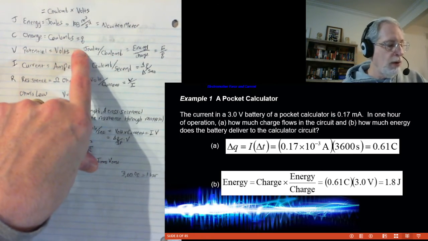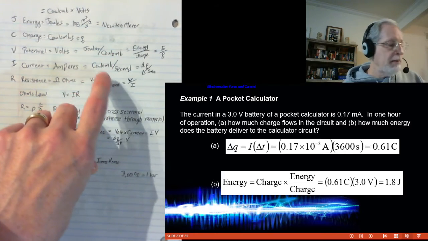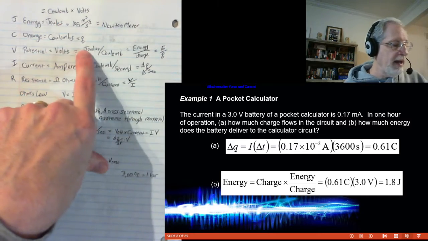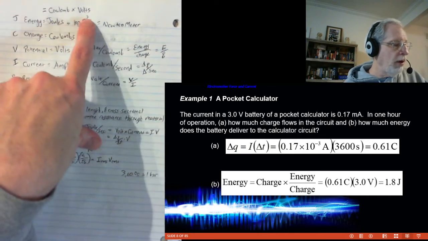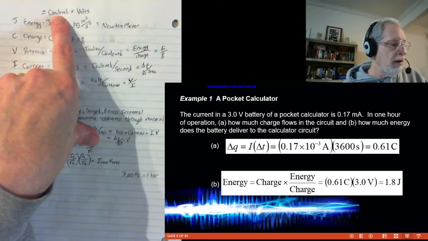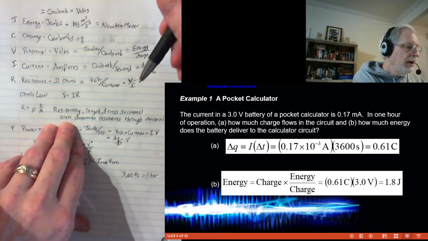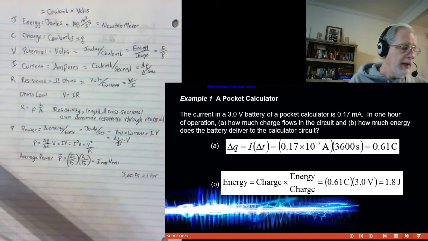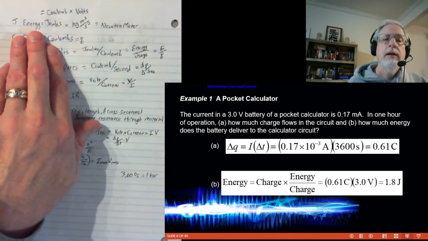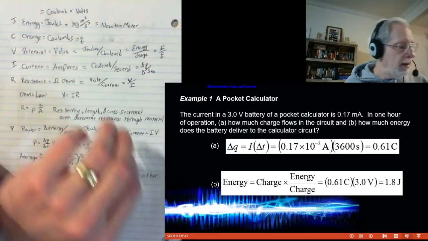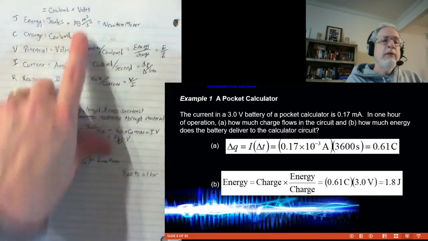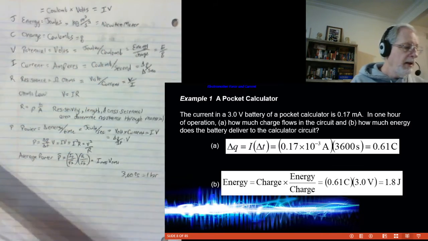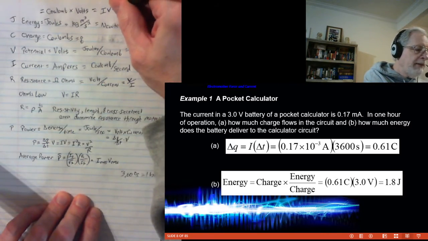If I take joules per coulomb, which is volts, times coulomb per second, which is current, so if I take volts times current, I get energy. So energy is coulombs times volts. You could write this, if you want, as IV. So IV is equal to energy.